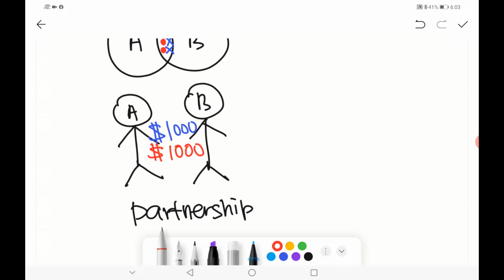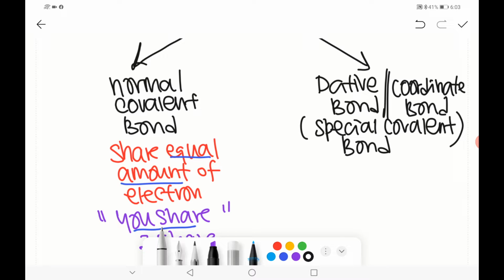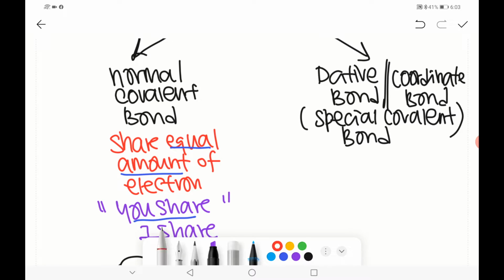No, when you come to normal covalent bond, it must be fair and square. I put $1,000, you put 1,000. I put 700, you put 700. It must be fair and square. Now, in contrast, dative bond is very, very special.